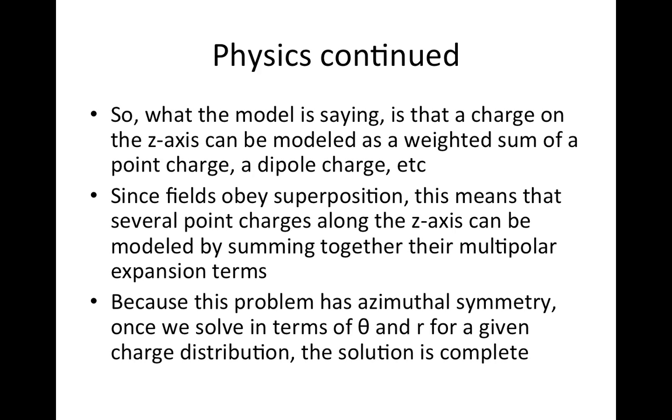Now, since electric fields obey superposition, you could have a bunch of point charges all along the z-axis, and the potential due to each one could be written as this weighted sum. Because the only thing that changes for a different point charge is the coefficient, you could find the potential due to a distribution of charges along the z-axis by summing together all these terms.